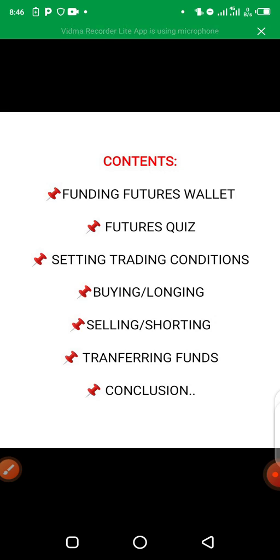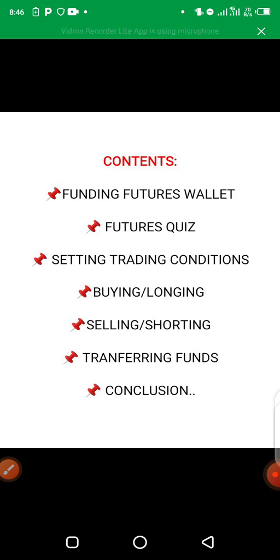So, to fund your futures wallet, you need to purchase USDT or BUSD, known as stablecoin, from peer-to-peer on Binance, which is P2P, or you get coin from a third party. A third party sends coin into your futures wallet. That's also another way to fund your futures wallet.